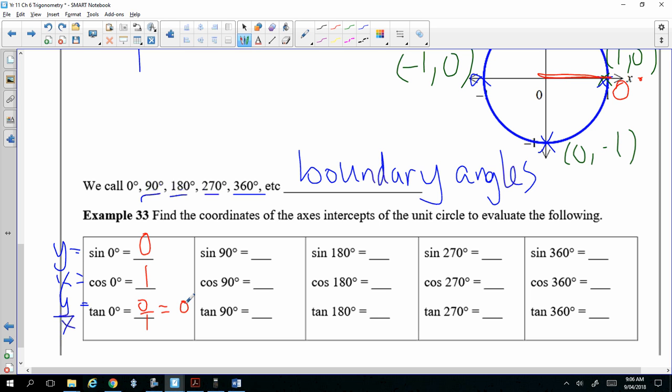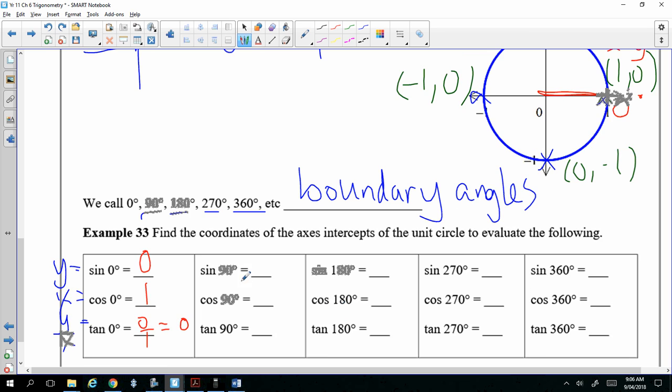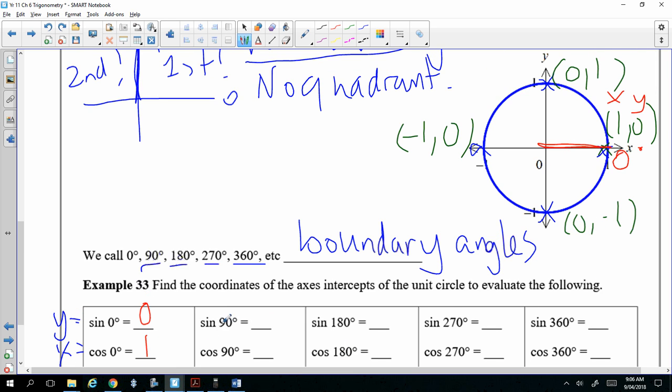Let's verify that with the calculator. If you press sine 0, you will get 0. If you do cos 0, you will get 1. If you do tan 0, you get 0 again. Okay? So it makes sense. Now, you can do all these questions with this circle. So sine 90 will be, again, y. What's the y value? 1 now. Sine 90 is 1.